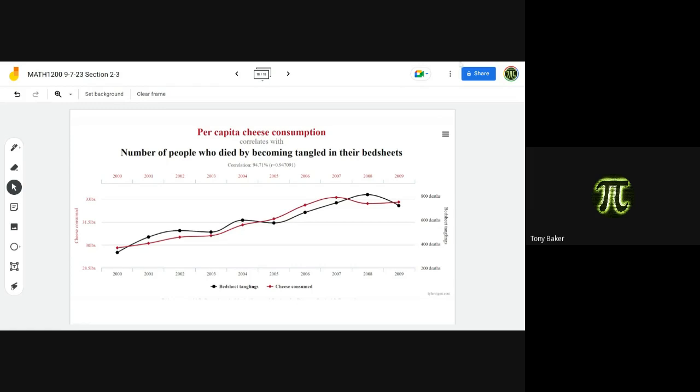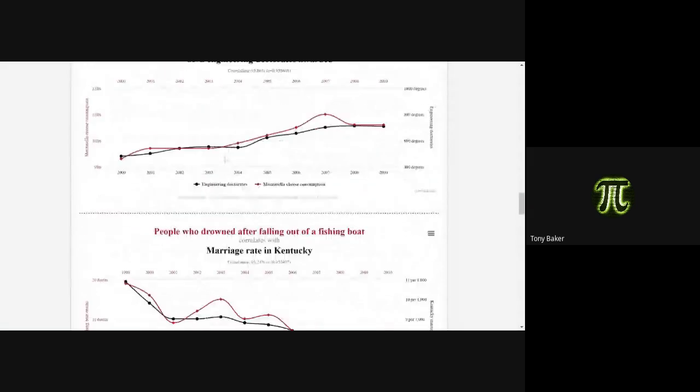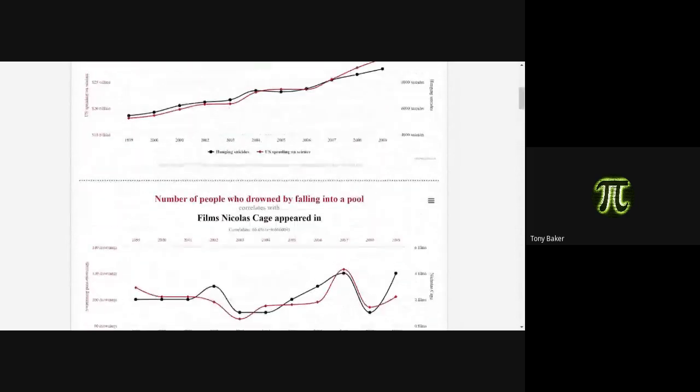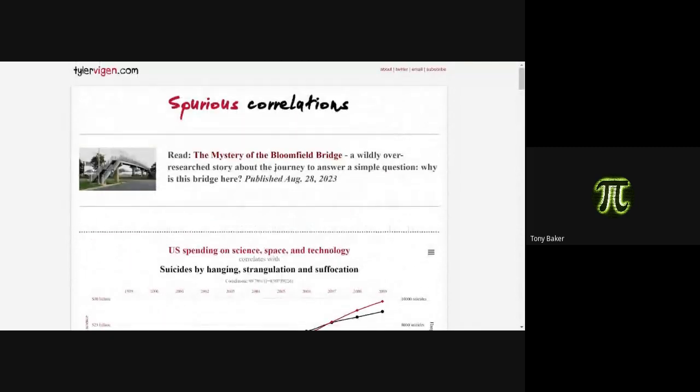And yes, I do have the Nicolas Cage graph as well. Let me go back to my thing. I'll just share this page because there's a bunch of them that are hilarious. I think there's a whole website that finds them. Yes, spurious correlations.